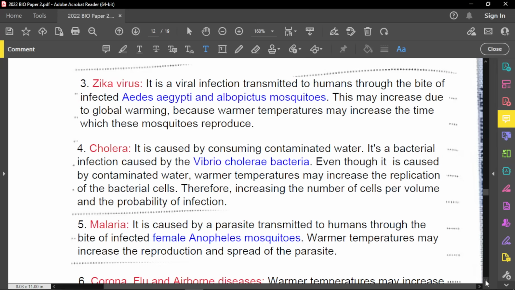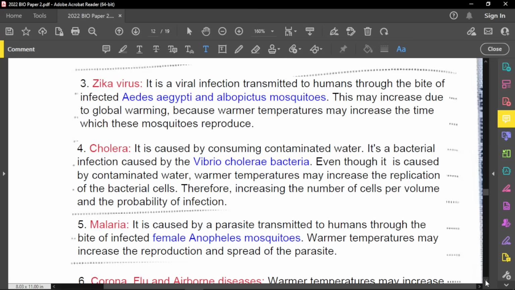All right. And it said, even though it is caused by contaminated water, warmer temperatures may increase the replication of the bacterial cells. So bacteria may replicate more in warmer temperatures, right? Therefore, increasing the number of cells per volume and the probability of infection. So more bacteria per volume of water may give you a higher chance of infection. Not only that, because water is moving more rapidly on warmer days, the bacteria may spread to a farther degree, which I'm going to explain at the end. I think I have some notes there as well.